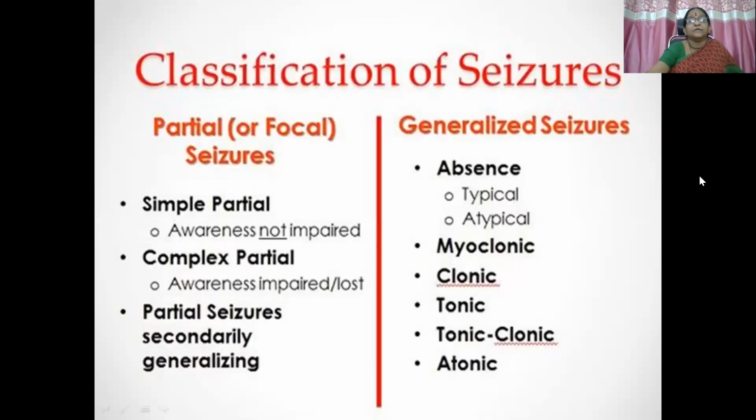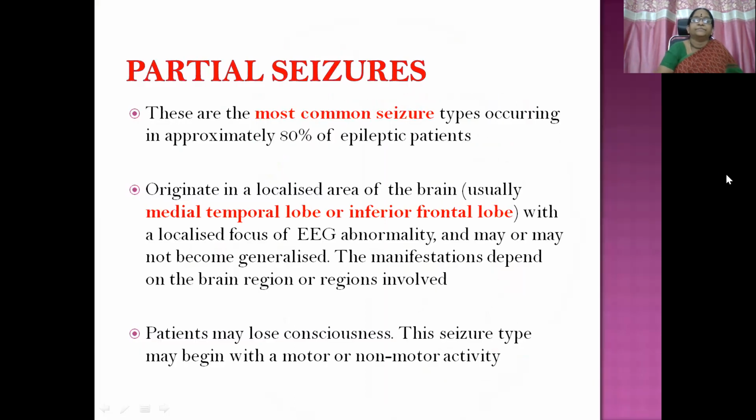So we have completed all these varieties of generalized seizures. Now we will get into the classification of partial seizures: simple partial, complex partial, or partial seizures secondarily generalizing. Partial seizures are the most common seizure type, occurring in approximately 80% of epileptic patients. They originate in a localized area of the brain, most commonly the medial temporal lobe or inferior frontal lobe, with a localized focus of abnormality, and may or may not become generalized. So it may be partial, not evolving into the generalized type, sometimes.